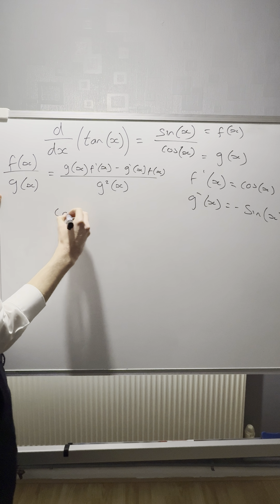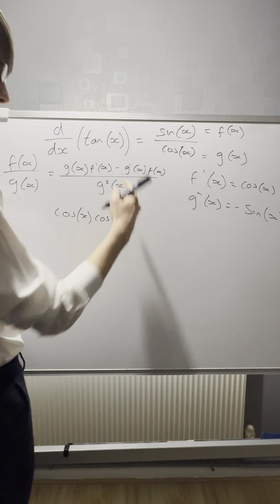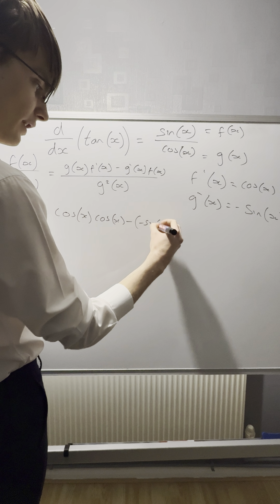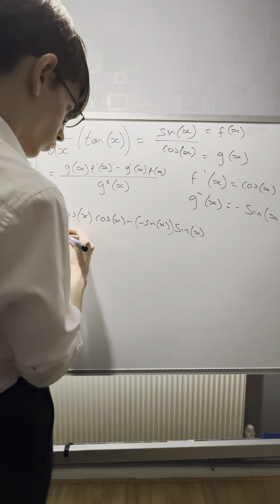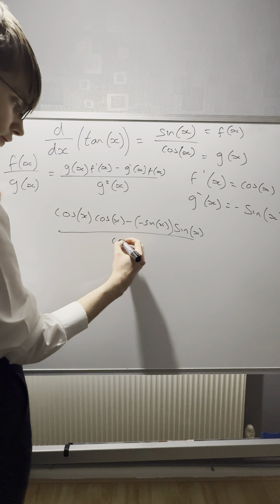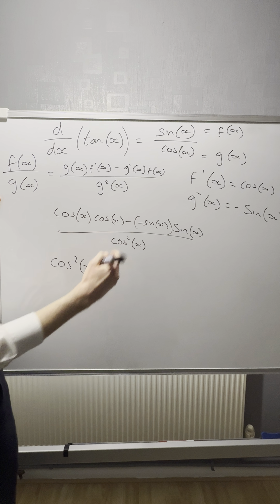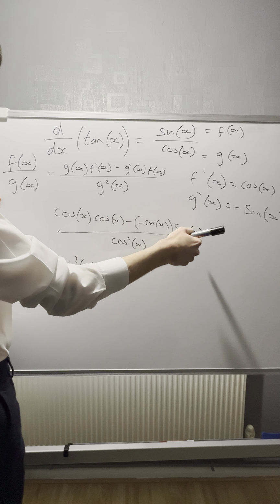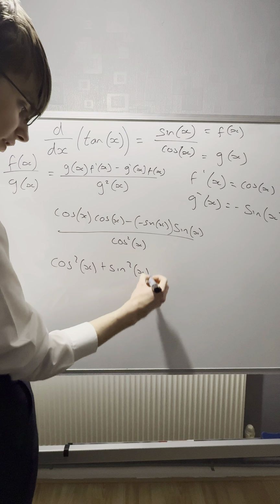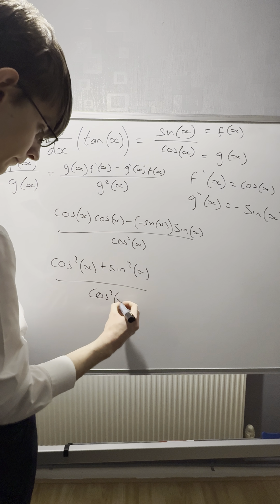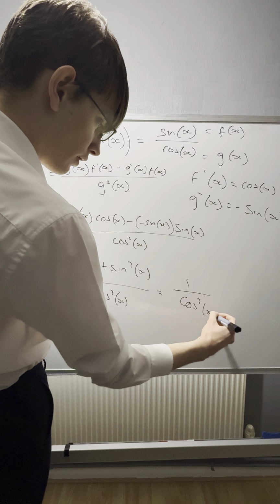So I get g of x, which is cos, times f prime of x, which is also cos, minus g prime of x, which is minus sine, times f of x, which is sine, all divided by g of x squared, which is cos squared x. So on the top here, I have cos squared x minus minus sine x times sine x. So that's minus sine squared. So that is a plus sine squared over cos squared. Cos squared plus sine squared is 1 divided by cos squared is the answer.